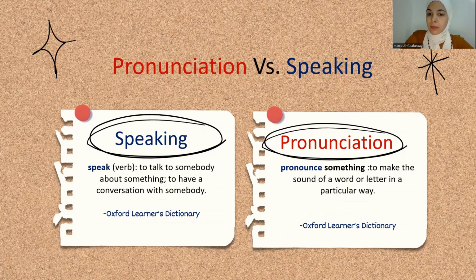But pronunciation, according to the Oxford Dictionary, to pronounce something is to make the sound of a word or a letter in a particular way. Basically, it's how you make the sounds of words and language chunks. So we can think of pronunciation as one aspect of speaking, or part of speaking.